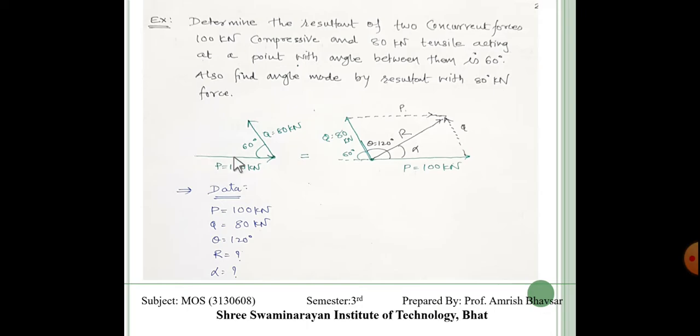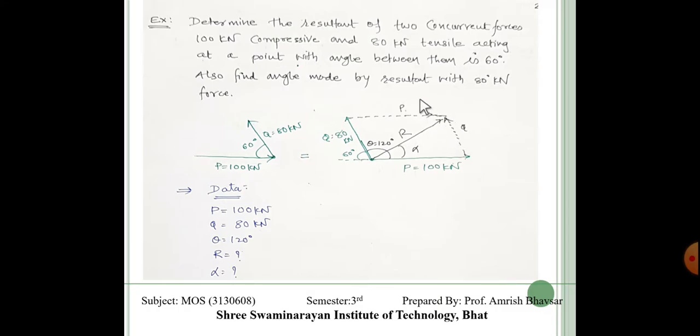But our criterion is that both the forces must be tensile. So here we have to convert this force into a tensile force. So from here, this is our origin. The P force is tensile and the Q force is again tensile. So these are the two tensile forces P and Q, and the angle between them, that is theta, is 120 degree.